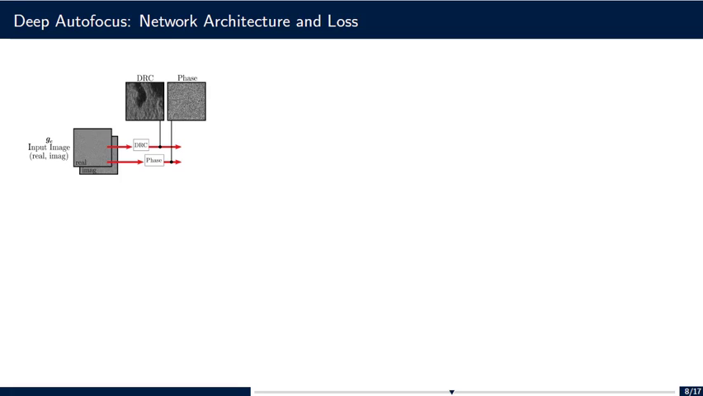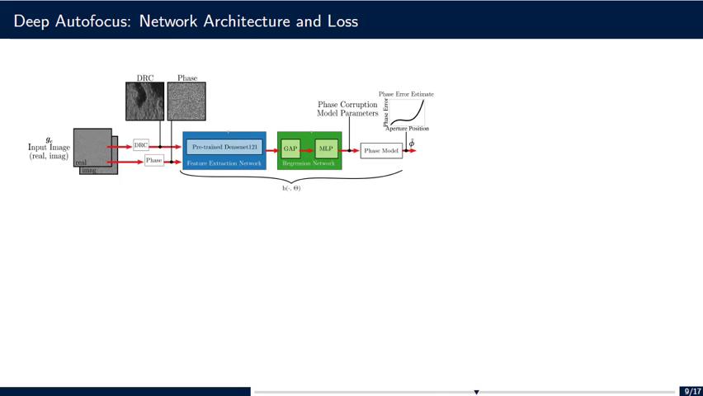So now I will show our proposed deep autofocus network and how we train it. We begin with a single look complex image in real and imaginary format. We then transform this image into a dynamic range compressed version of itself and also compute the phase of each pixel. We then pass these maps into a pre-trained DenseNet, which serves as a feature extractor, and it's followed by a regression network composed of a global average pooling module and a multi-layer perceptron. The output of the regression network is the model parameters of our phase error.